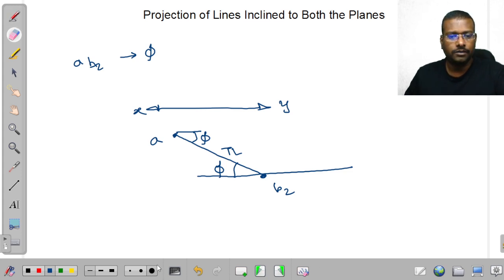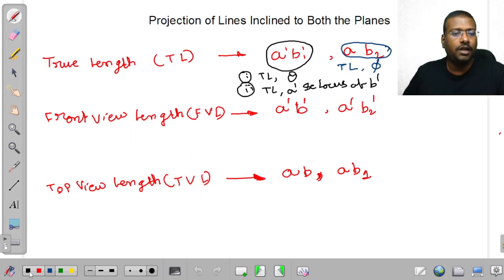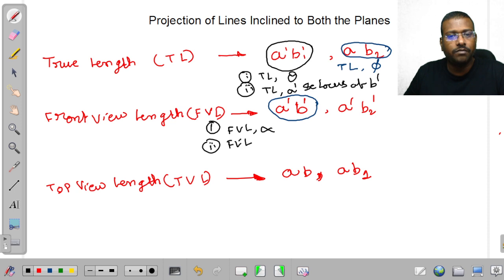Good. Now, sir, true length is okay. What about front view length? In order to draw the line A dash B dash, what is required? I am going to give 3 different situations. One is front view length and alpha are required. Another combination, front view length is required and locus of B dash is required.